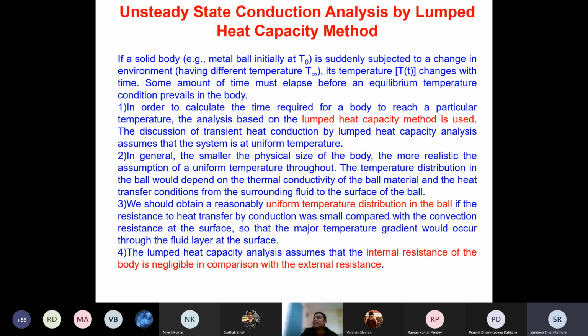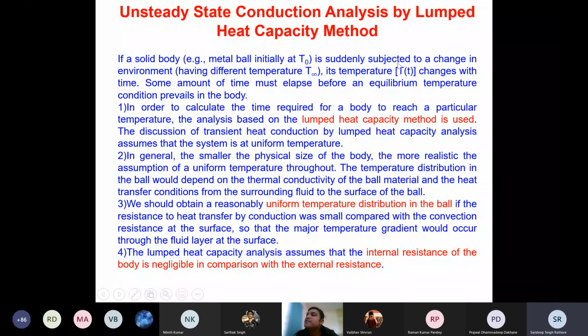Okay, so now let's read out whatever is written here. Then you will understand why I am bringing this example here. So if a solid, a metal ball, let's say initially at T0, is suddenly subjected to a change in environment, having a different temperature T infinity, its temperature T(t) is going to change.